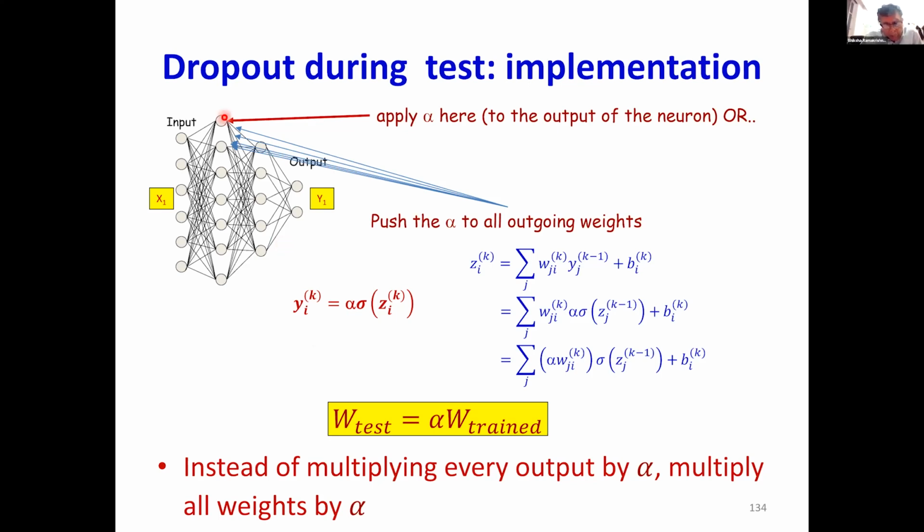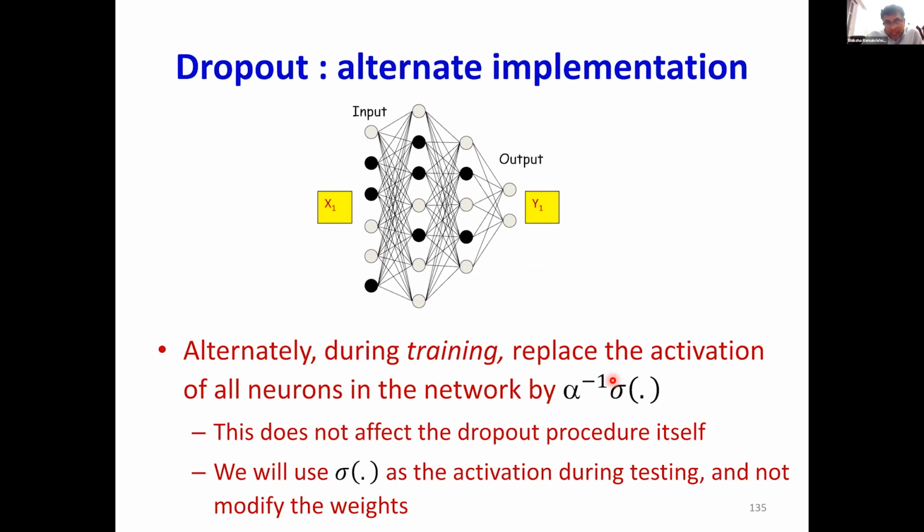You can explicitly compute the activations and multiply them by alpha. Or you can multiply the weights of the next layer by the term alpha and just say that after training, I'm going to multiply all the weights by alpha, right? Multiplying the activation by alpha is the same as multiplying these weights by alpha as far as the next layer is concerned. And so you can either multiply y by alpha or multiply all the weights by alpha, or during training, I can pre-multiply all the activations by alpha inverse and not do anything during inference. All of these are equivalent.